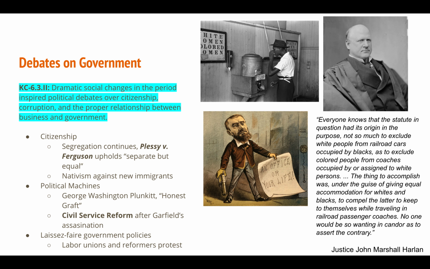We still have debates over nativism against new immigrants about how long they should stay in the United States before they can become naturalized. And with political machines, it started in the previous period with Tammany Hall. There are movements for reforming these political machines, for them to have less power in appointing patronage jobs. And so after President Garfield is assassinated by an office seeker, a law is passed that is going to take some of that power away and make the bureaucracy more of a meritocracy. We have laissez-faire government policies, and labor unions and reformers are beginning to protest those.